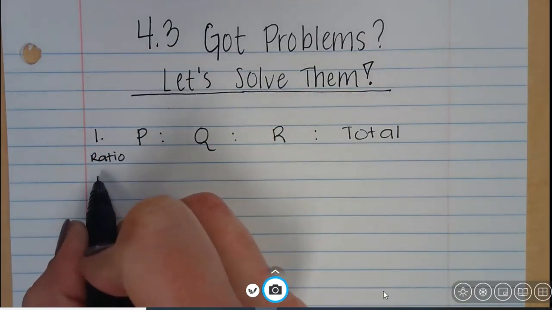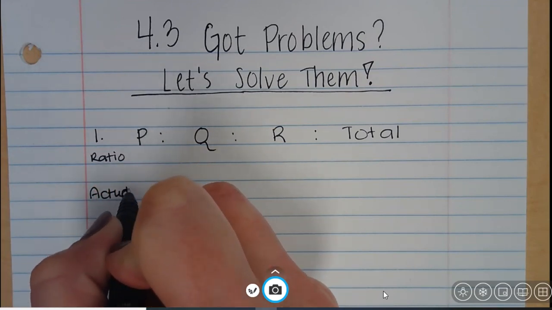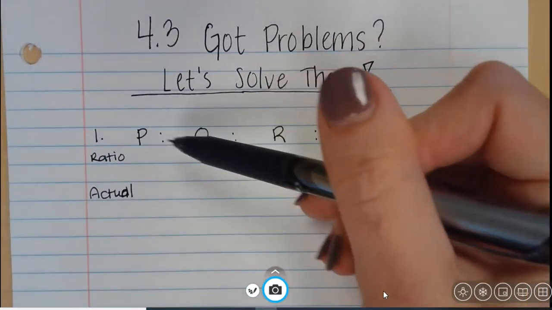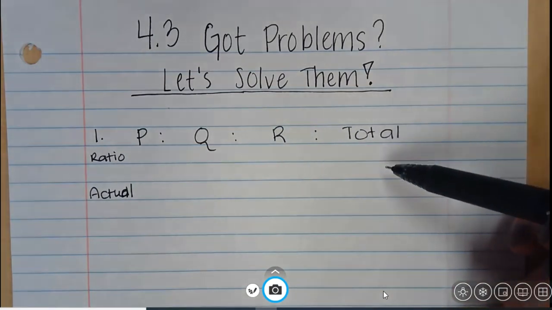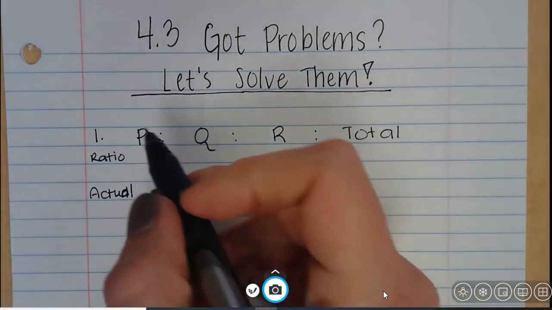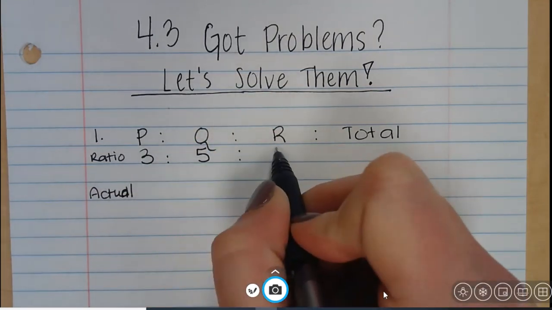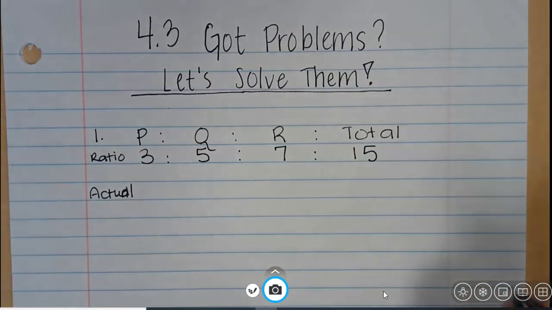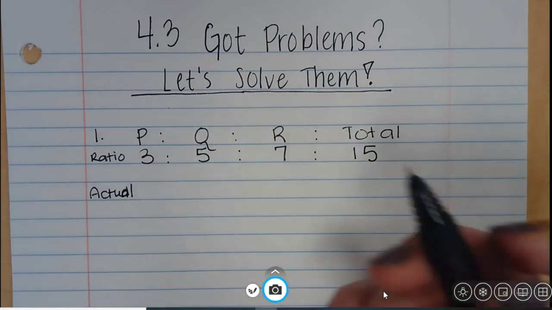Then have your ratio line. And sometimes you'll have 2 ratio lines, and then have your actual amount on a separate line. Whatever P is, you're going to put right underneath. Whatever Q, you would put underneath that. And whatever R is, you'd put underneath that, as well as the total. So this problem said that the ratio is 3 to 5 to 7, and the total of that is 15, which the problem didn't tell you, so you had to add that across to find the total.